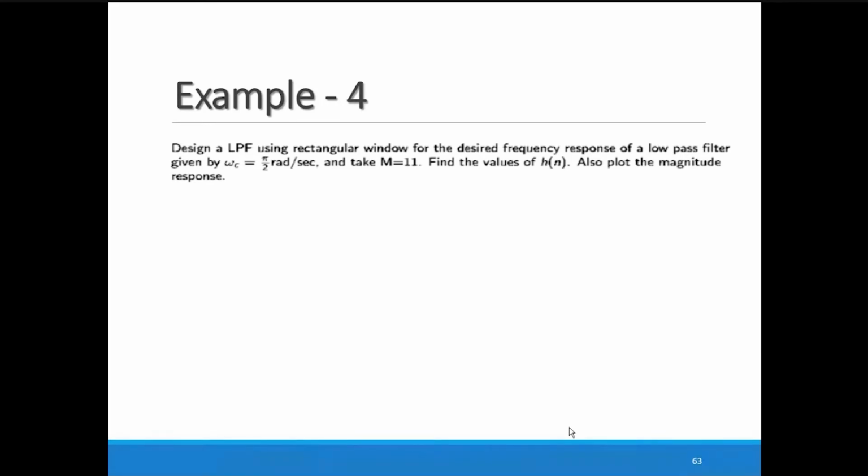Those who joined late, I repeat, go for the solution of example 4 till h of n. As you get the h of n value, just reply in the comment box. Then we go for the plotting of the magnitude response. Because up to h of n we already discussed in the last lecture. Only the data is modified. You have to take omega c is equal to pi by 2 and m is equal to 11.